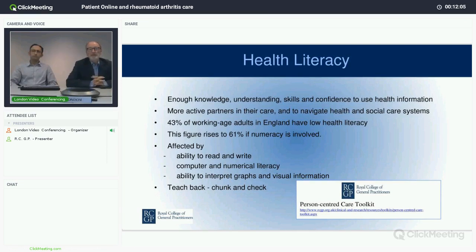A few figures on the screen there make the point. The person-centered toolkit provided by college has some really good links to excellent resources about health literacy and how practices can help improve or deal with poor health literacy.